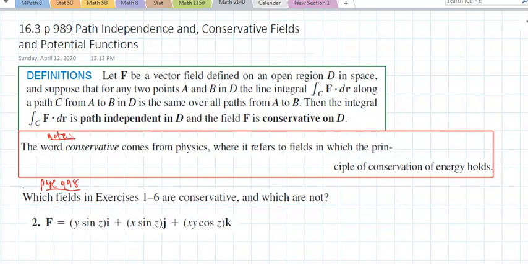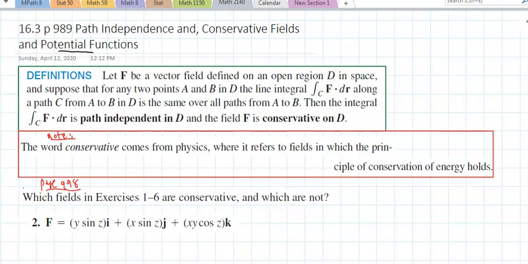Section 16.3 starts on page 989 and talks about path independence, a big deal for us. Conservative vector fields, those are simple to verify. I'll show you what that means. And potential functions, another important topic. Those are three things that we're going to use. And let me start with a definition.